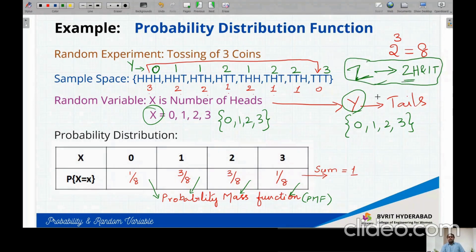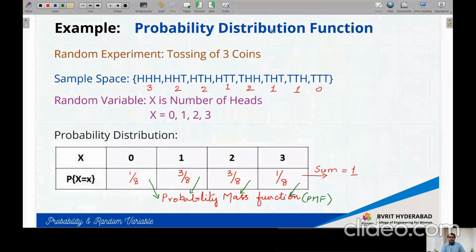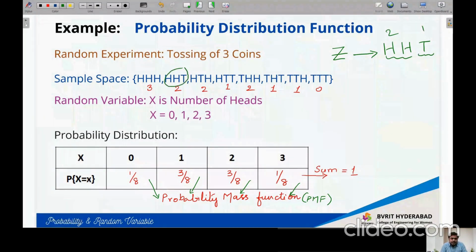Okay, I have defined a random variable which is going to count among these three coins, two heads and one tail. Now I'm going to erase this. I'm now asking you, I have defined a random variable Z, where among these three coins, I should observe two heads and one tail. Whatever may be the order, I don't care about the order. I need to see two heads and one tail.